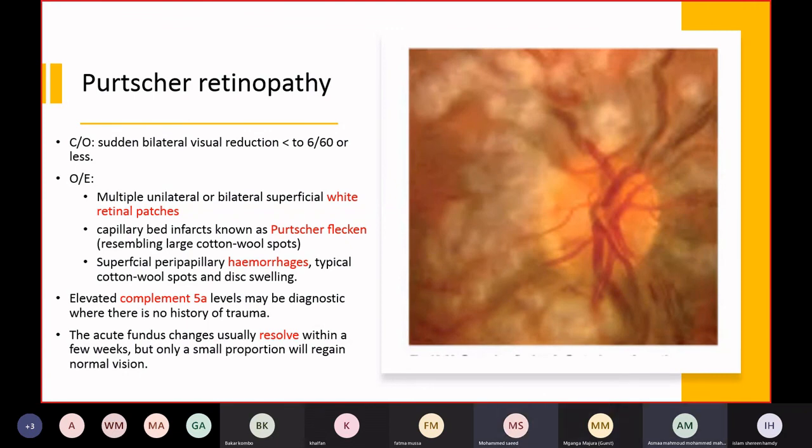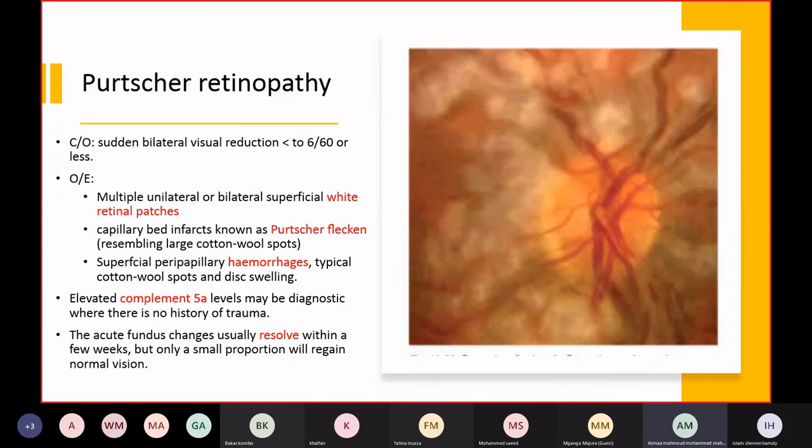The sound was interrupted. Okay, so the Purtscher retinopathy: you'll be requested to come and see a patient with head trauma or chest trauma in the ICU or in the trauma ward. You're asked to examine the fundus of this patient. The patient may report that he or she cannot see very well. You look and you find lots of what looks like cotton wool spots, lots of hemorrhage. You don't have an explanation for that. This is called the Purtscher retinopathy.